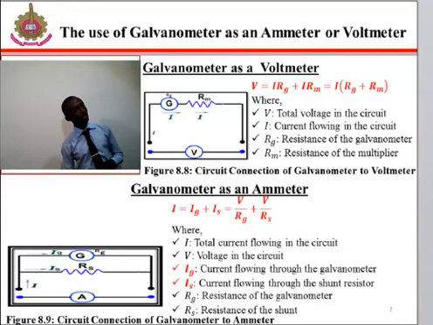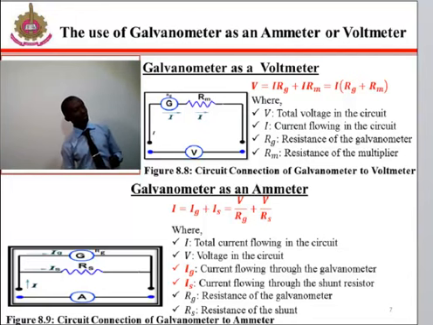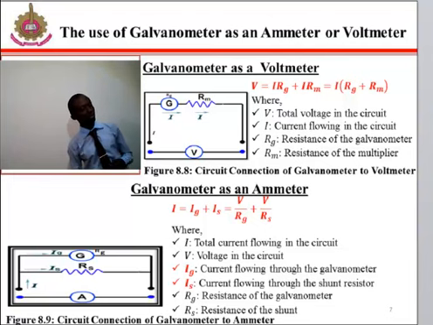From this equation, I is the total current flowing in the circuit, V is the voltage in the circuit, Ig is the current flowing through the galvanometer, and Is is the current flowing through the shunt resistor. Also, Rg is the resistance of the galvanometer, and Rs is the resistance of the shunt.